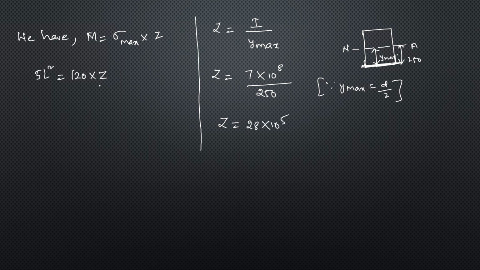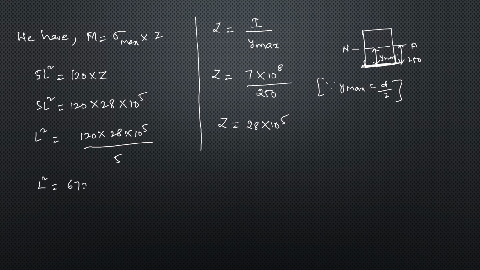Now I will substitute the Z value here. So 5L square is equal to 120 into 28 into 10 power 5. So from here L square will be equal to 120 into 28 into 10 power 5 by 5, and L will be the root of this value. So L square is almost 672 into 10 power 5. So from here L will be under root of 672 into 10 power 5.